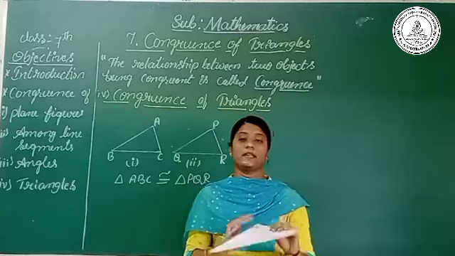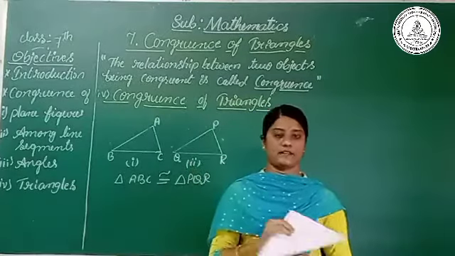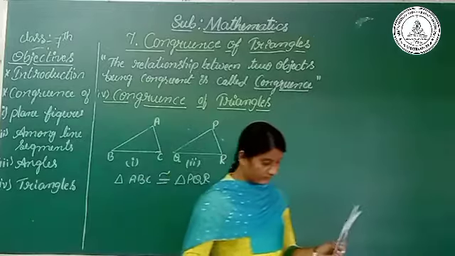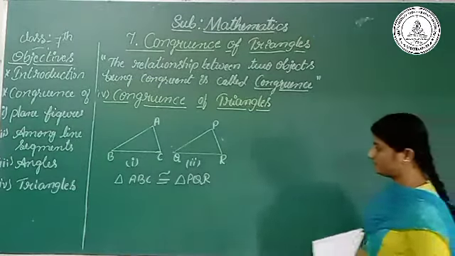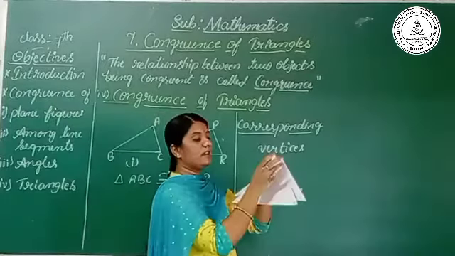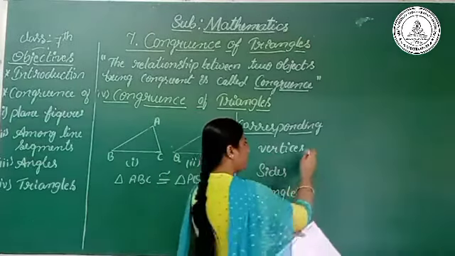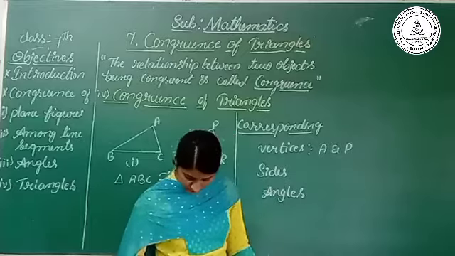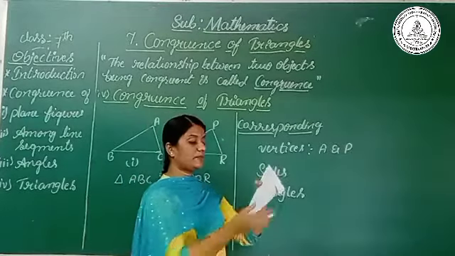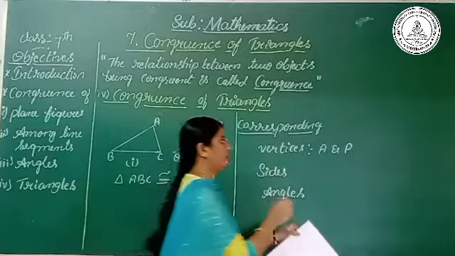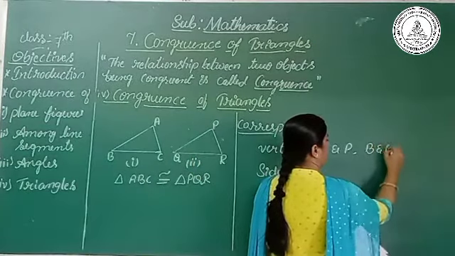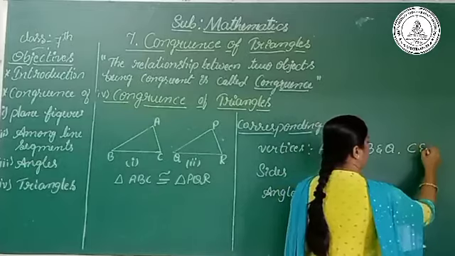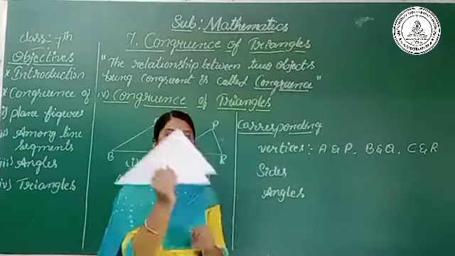Okay, in the same way, the corresponding sides of these two triangles. First write down the corresponding vertices. The first corresponding vertices are A and P. In the same way, corresponding vertices B and Q. The third one is C and R. So these are the corresponding vertices.